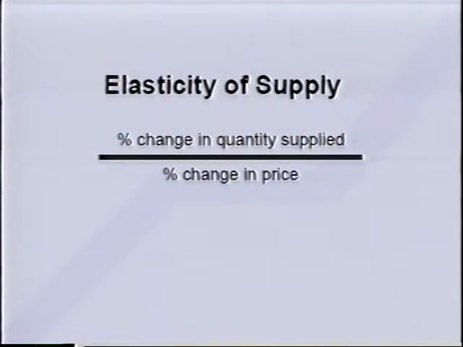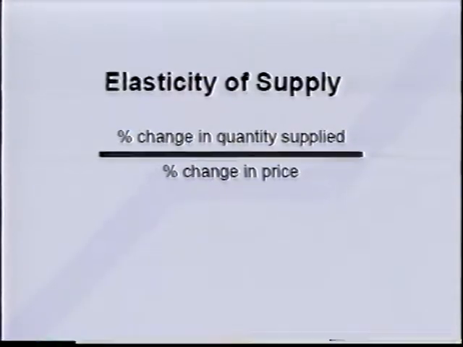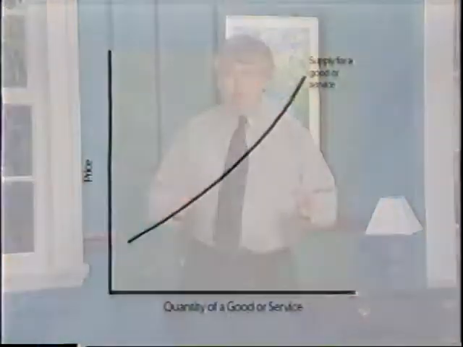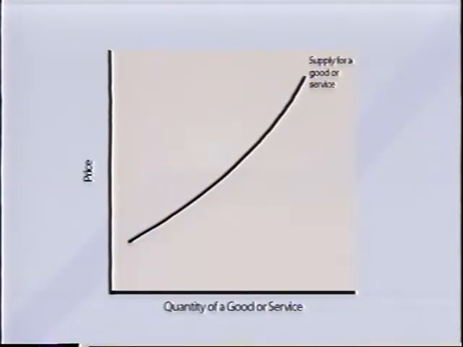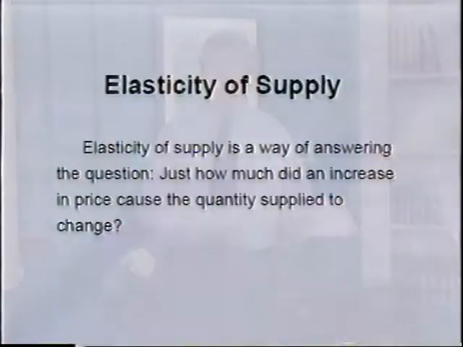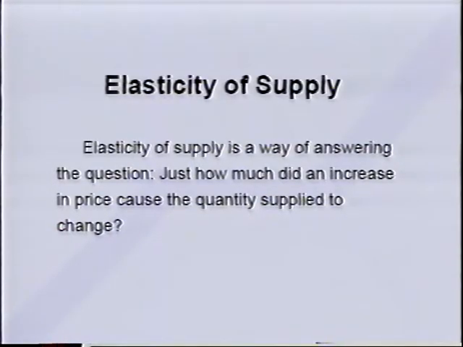Similarly, the elasticity of supply is defined as the percentage change in quantity supplied divided by the percentage change in price. And once again, when we talked about how economists see supply back in Lecture 3, we explained that supply was a relationship between price and quantity. And the relationship was, as price went up, quantity supplied went up too. And remember, the reason for that was firms would gain a higher profit as the price went higher, and that would encourage them to supply a greater quantity. Well, elasticity of supply is a way of answering the question, just how much did an increase in price cause the quantity supplied to change?